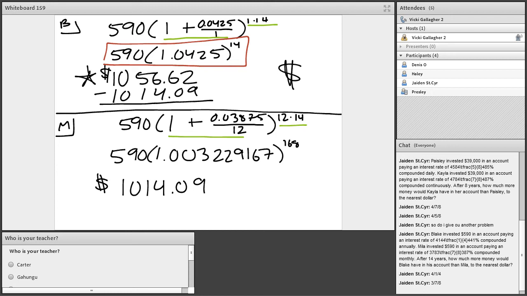Is that 1056.62 minus 1014.09? So I got 42.53. I'm going to guess that 5 is going to round that up to a 43. So I would say that the right answer is going to be 43.